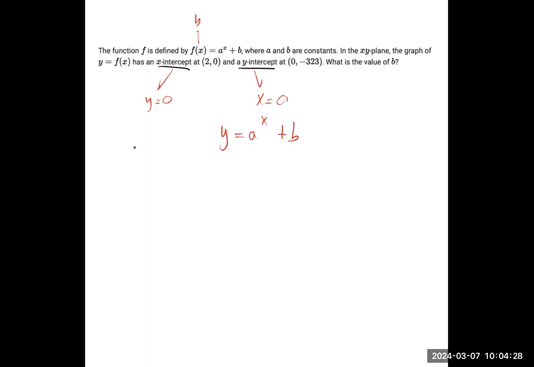Now if we're doing the x-intercept, which says that y is 0, that would look like this: 0 equals a to the x plus b. And if we're doing the y-intercept where x is 0, that would look like this: y equals a to the 0 plus b. Anything to the 0 power is 1, so this is saying y equals 1 plus b.